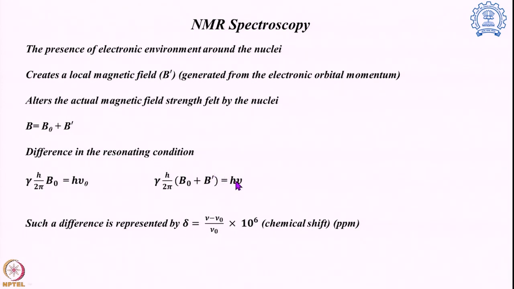And the difference between this new condition where we are actually resonating, nu, and nu 0, where it should be in the absence of the local field, can be given by this term delta, which is given by this expression: nu minus nu 0 divided by nu 0 into 10 to the power 6. So why this particular expression? Because nu minus nu 0 by nu 0 gives an idea that, no matter what B0 or external magnetic field I am using, this expression will be independent of the strength of the external magnetic field. So this will be more of a universal number. This delta value will be constant at any particular condition all around the world. So that is why it is known as chemical shift, and that is a universal factor when we express it with this particular expression.